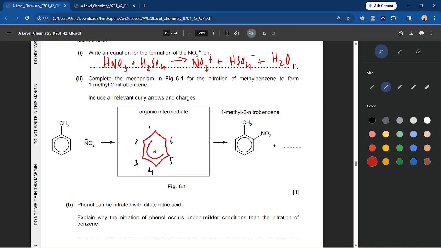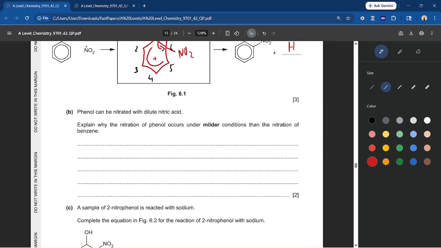And don't forget to show the branching chains as well. So you've got a CH3 over here, and don't forget to label it CH3. This is your H, and this is your NO2 that's forming. And then your curly arrow. Curly arrow is very important. Make sure you don't forget that. And then that's it.